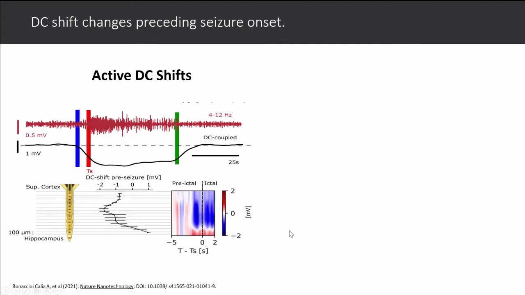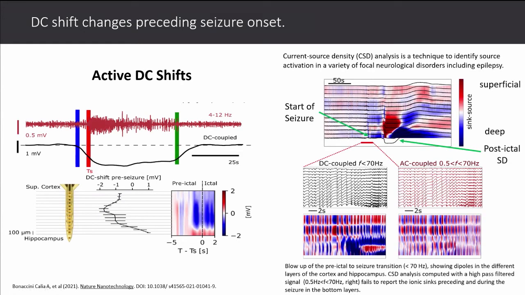And if you're wanting to know where sources and sinks, where activity is being localized, people will quite often perform a type of analysis which is called current source density analysis. And I'd just like, again, to point out how beneficial it is to be able to have true DC coupled recordings when you're doing this type of analysis.